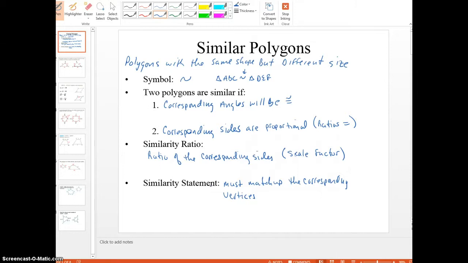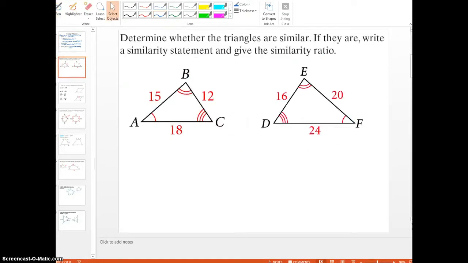Okay, let's look at a couple of examples. Determine whether the triangles are similar. If they are, write a similarity statement. Now, to show that these are similar, we have to show corresponding angles congruent. So when we look at angles, we know angle A is congruent to angle F. That's one pair of angles. Angle B is congruent to angle E. And then we know angle C is congruent to angle D.